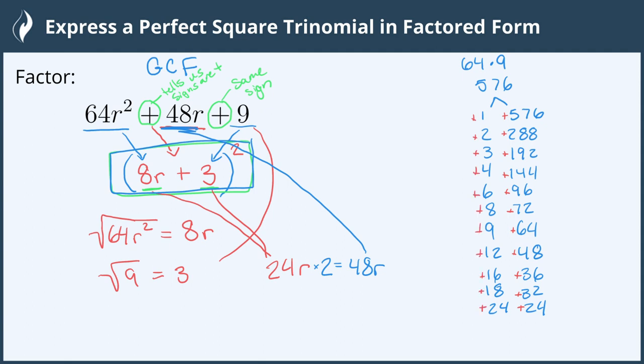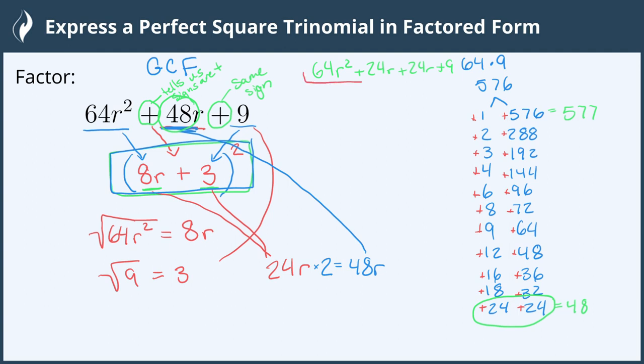Now we're going to find a combination of these factors to give us our middle term of 48. So when I add, I get 577. That's a bit larger than 48, so I'm going to go down to the smaller numbers and see if I can find a combination that will give me positive 48. And I can see adding 24 and 24 gives me positive 48. That means I can replace the middle term with 24r and 24r, giving us 64r squared plus 24r plus 24r plus 9. Then we will factor by grouping.